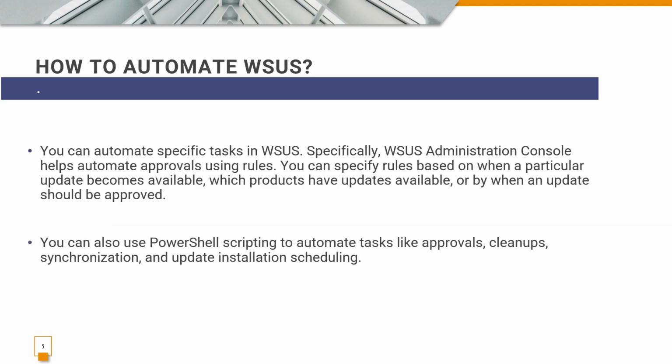How to automate WSUS? You can automate specific tasks in WSUS. Specifically, the WSUS Administration Console helps automate approval using rules. You can specify rules based on when a particular update becomes available, which product has updates available, or by when an update should be approved. You can also use PowerShell scripting to automate tasks like approvals, cleanups, synchronizations, and update installation scheduling.